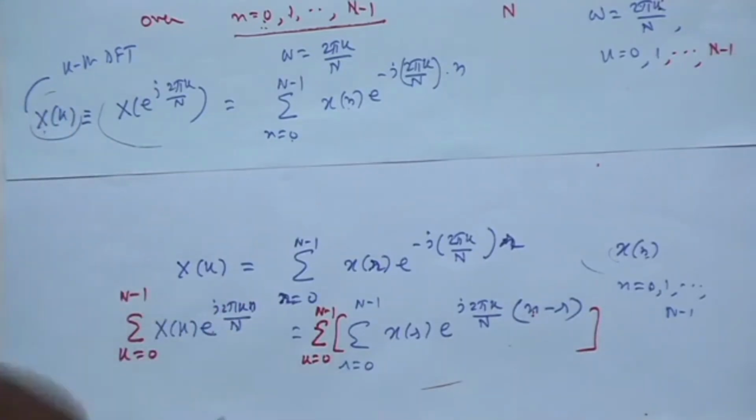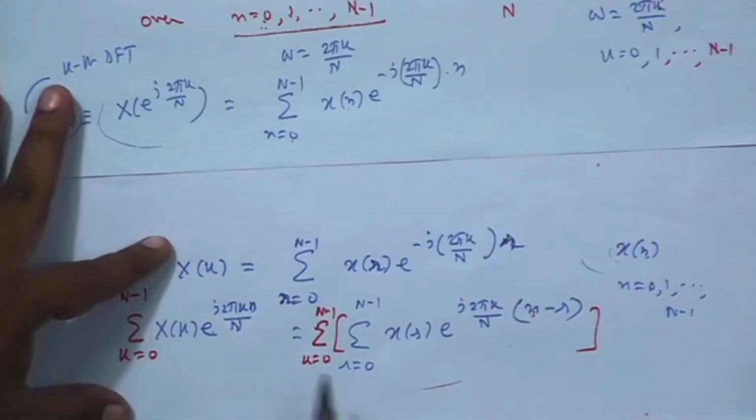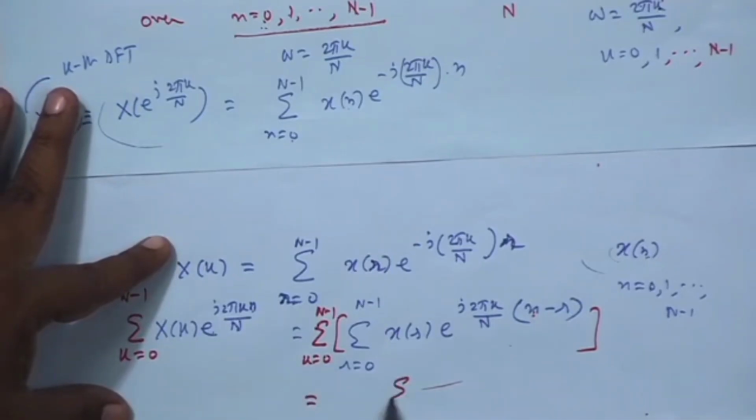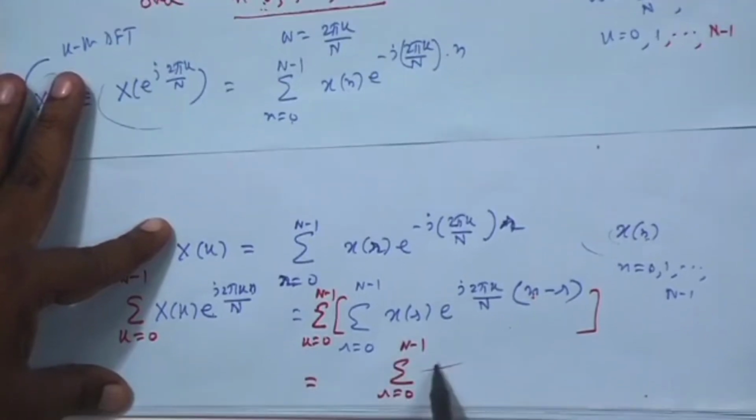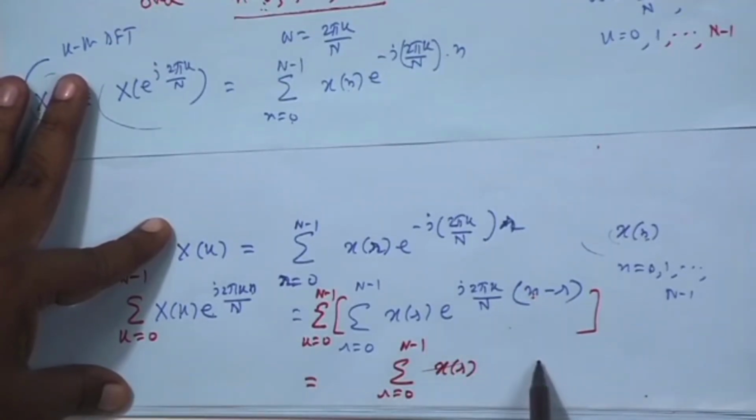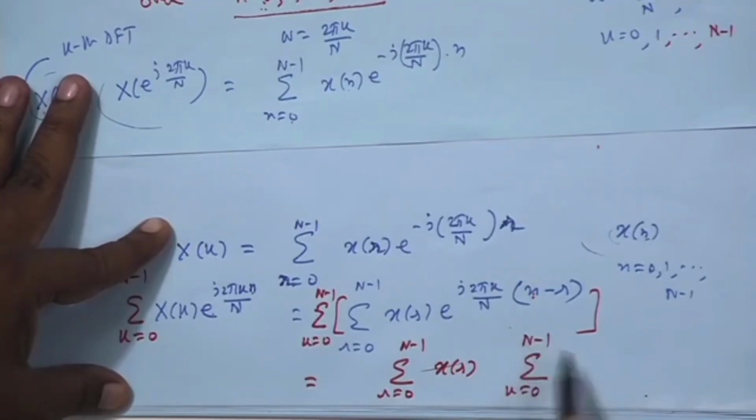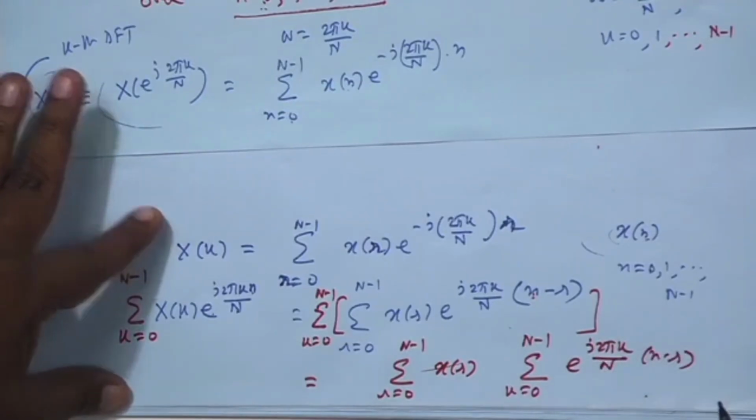But whenever there is a double summation, the rule of thumb is you should interchange the two summations. So, r will go out: x[r] depends only on r, so I can happily keep it outside. Then k equal to 0 to N minus 1 of e to the power j 2 pi k, which depends on k, by N, times n minus r, all right.